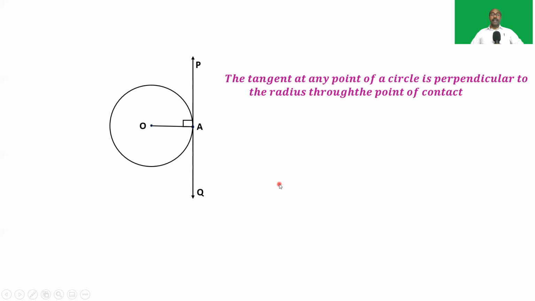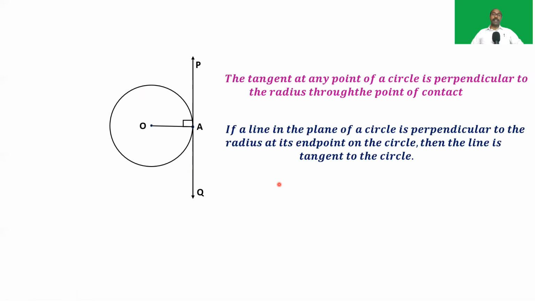Okay, and its converse is also true. That is, if a line in the plane of a circle is perpendicular to the radius at its end point on the circle, then the line is tangent to the circle. That is, if OA is the radius and the line PQ is perpendicular to this radius at its end point A, then PQ is the tangent.